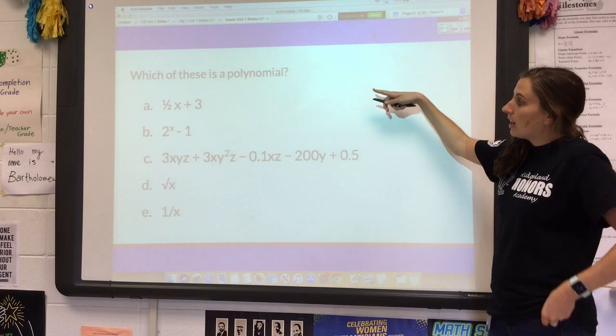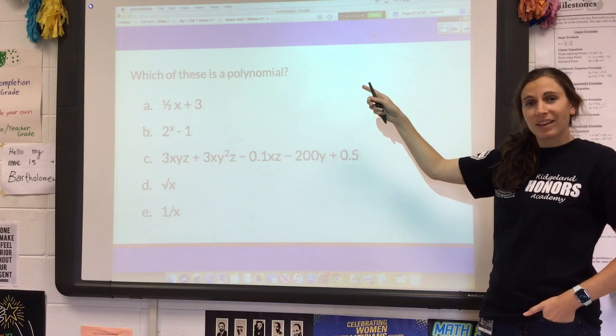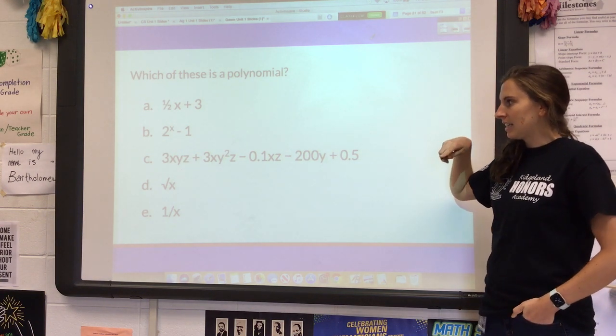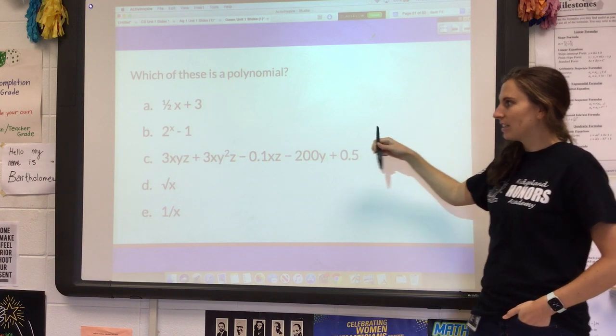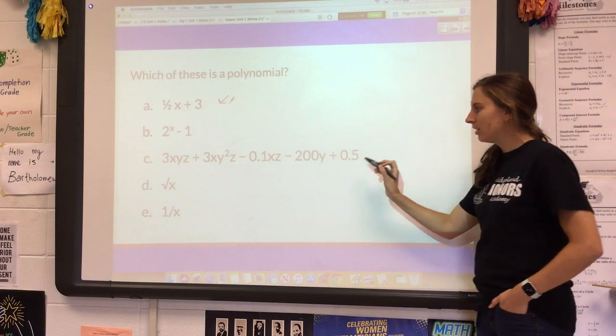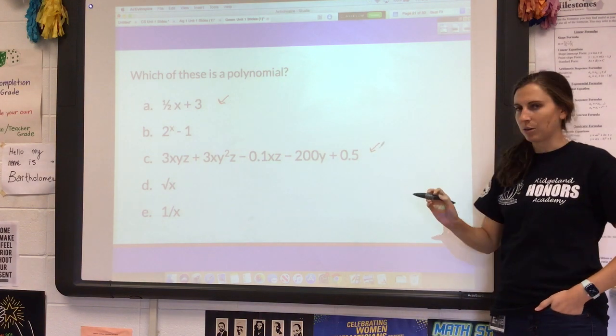All right, so hopefully you've had some time to think. Which of those do you think is a polynomial? And so the answer is there's actually two. This one is a polynomial, and this one is a polynomial.